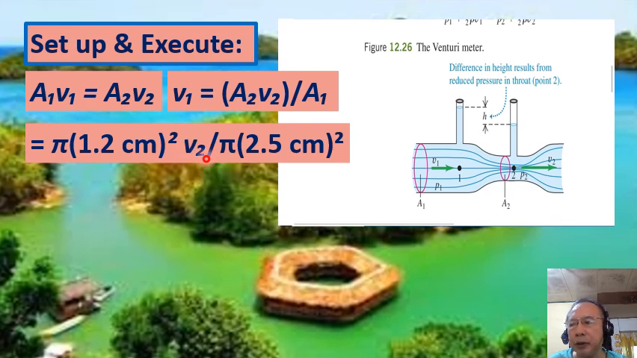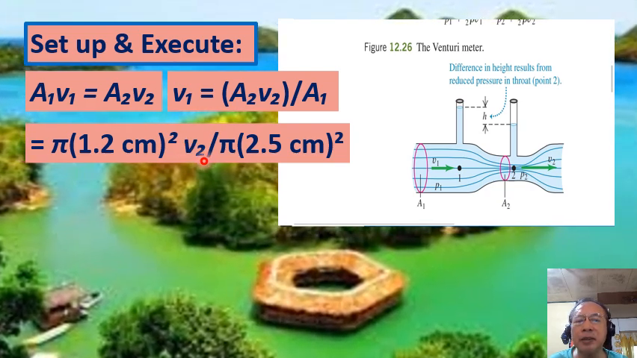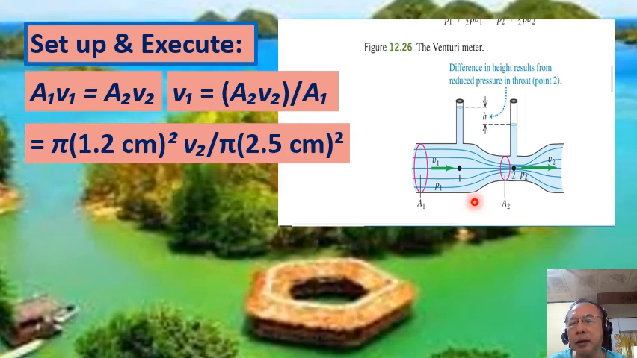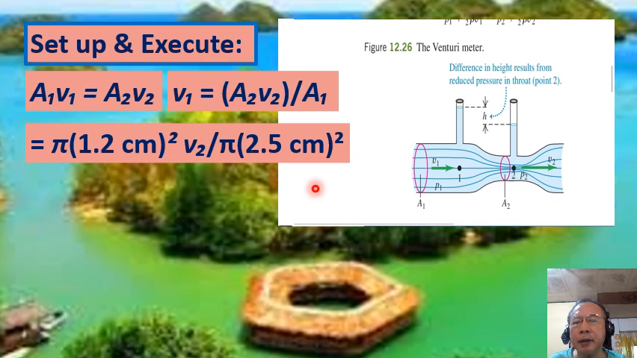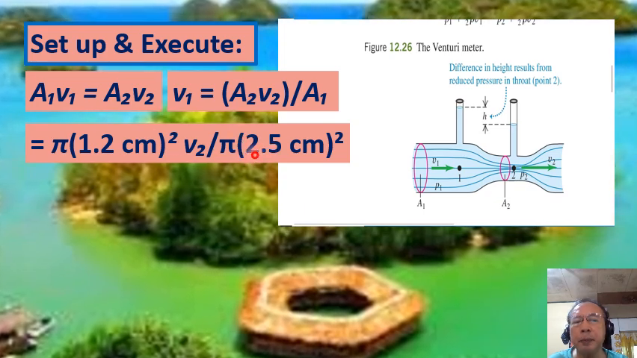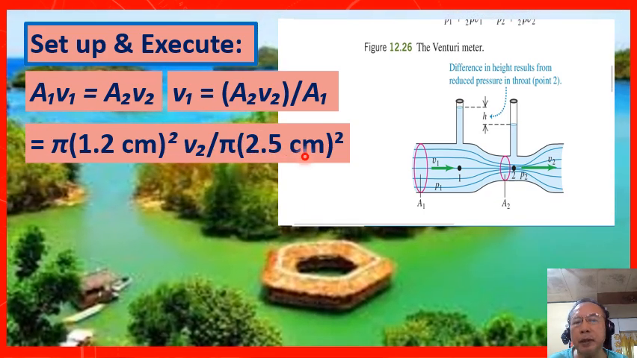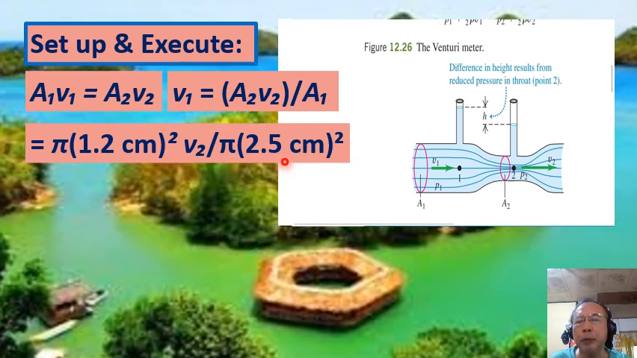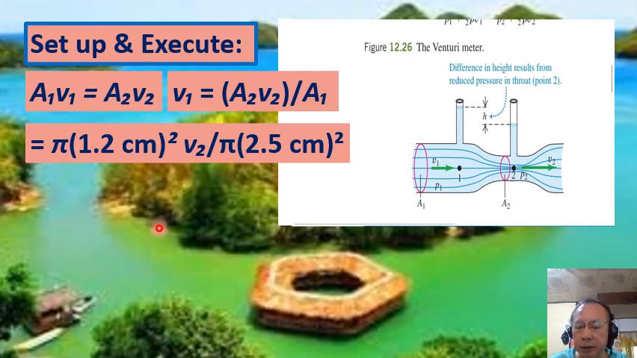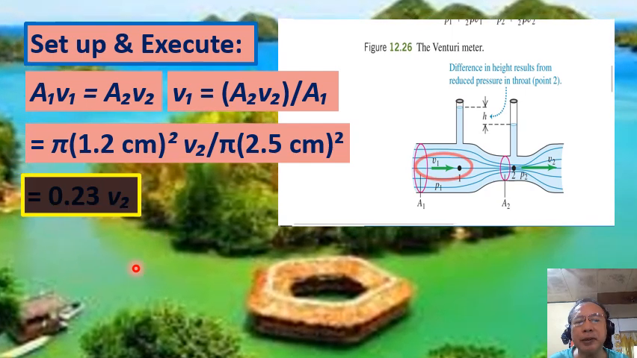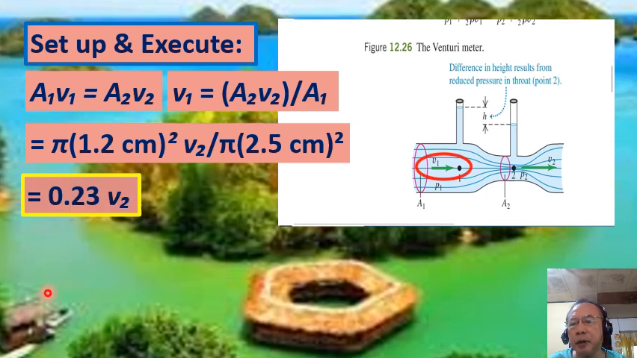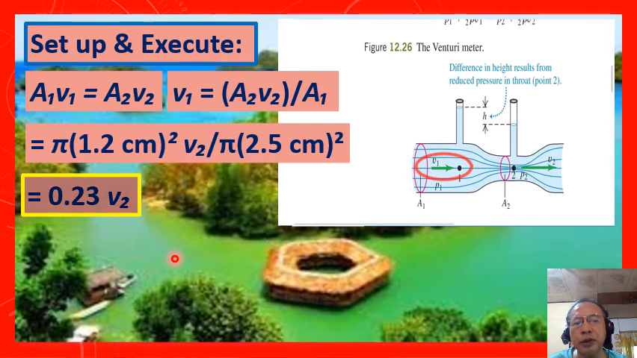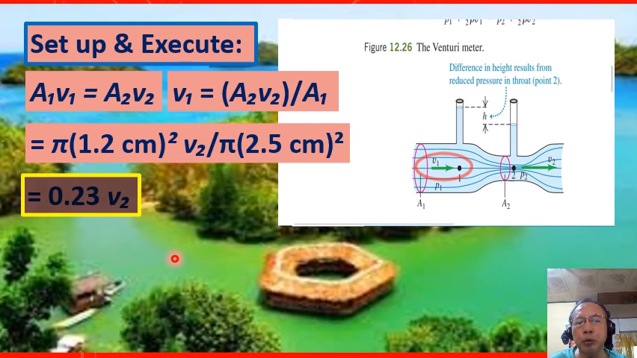Anyway, pi here is a constant. We don't know the value of V sub 2 yet, so we just let it be V sub 2. And then divide it by the cross-sectional area at point 1, which is, of course, the product of pi times the square of the radius R1, which is 2.5 centimeters. So doing our math, we can express the speed of the water flowing at point 1 as equal to 0.23 V sub 2, all right?